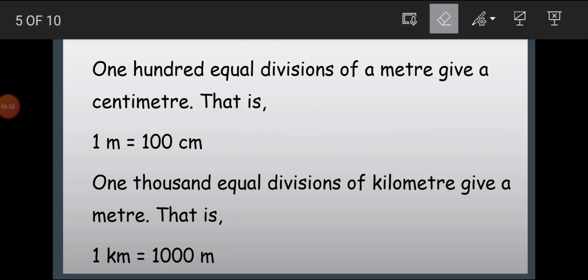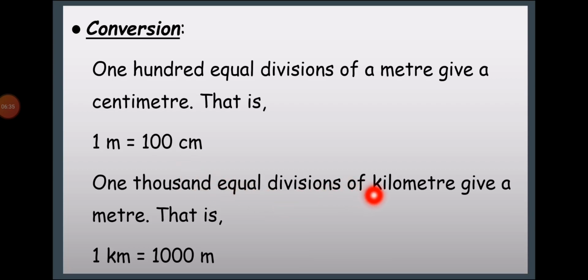Now, kilometers. 1000 equal divisions of a kilometer give a meter. That is, 1 km is equal to 1000 meters. So again, we will use the same formula. If we want to convert kilometers into meters, we have to multiply the kilometers with 1000 to get the meters.